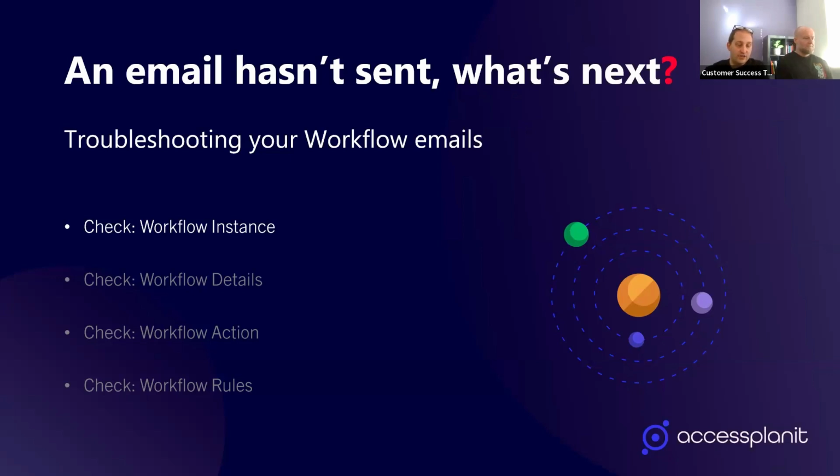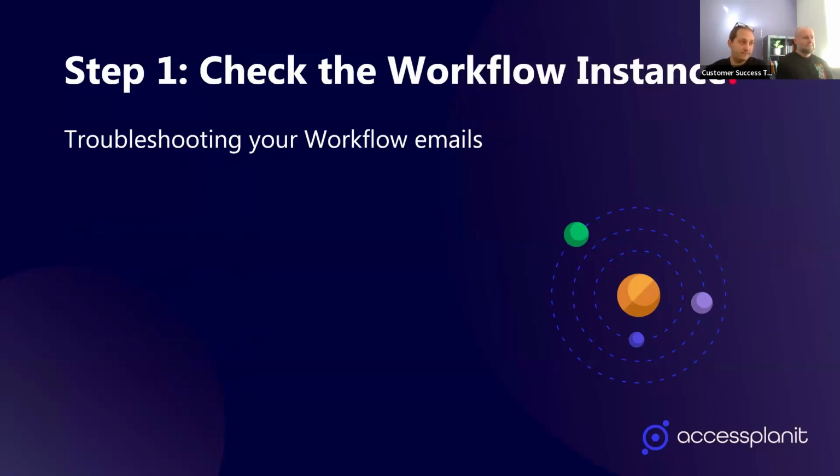If it doesn't answer our question, then we're going to look at the basic details of the workflow. We're going to make sure that things like this are turned on. If that doesn't answer the question, then we'll look at the actions in the workflow. Here we're checking for things like that the right recipient has been selected, or that we've even selected a recipient at all. And then finally, we'll check the workflow rules and have we any rules in place that are stopping workflows from sending when we want them to send.